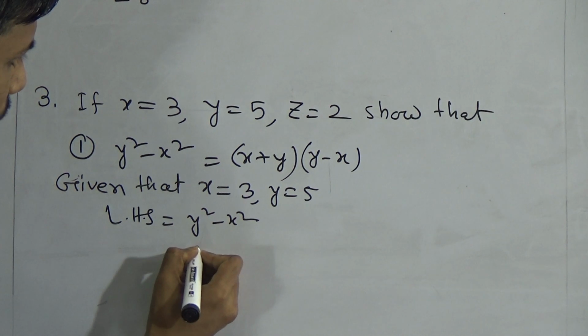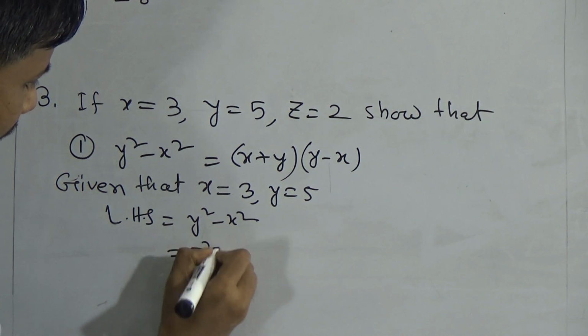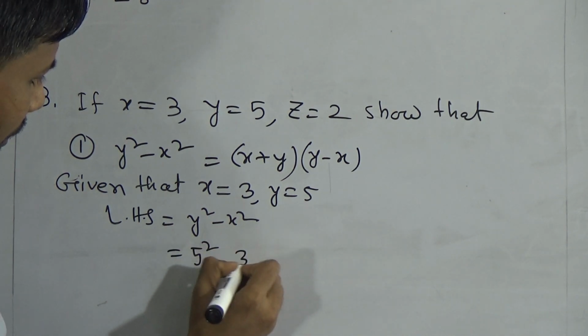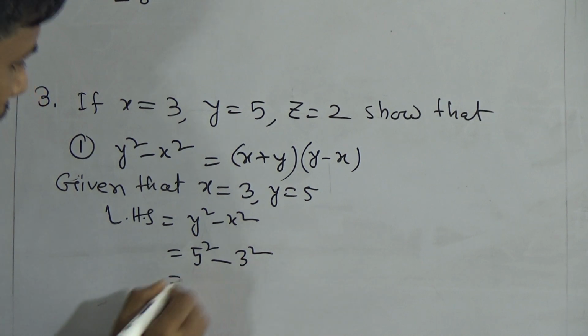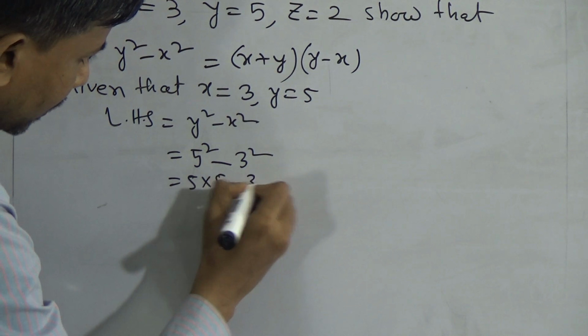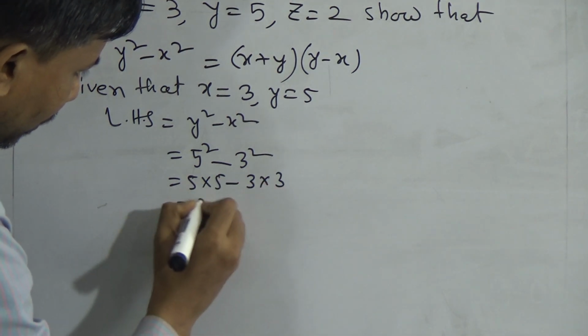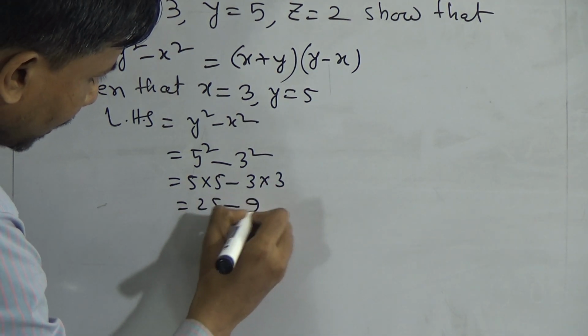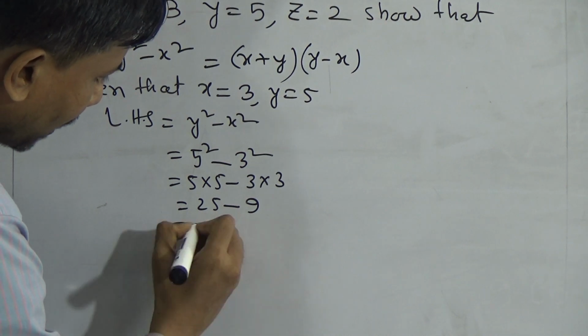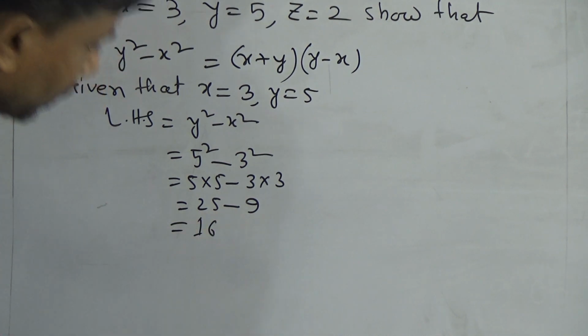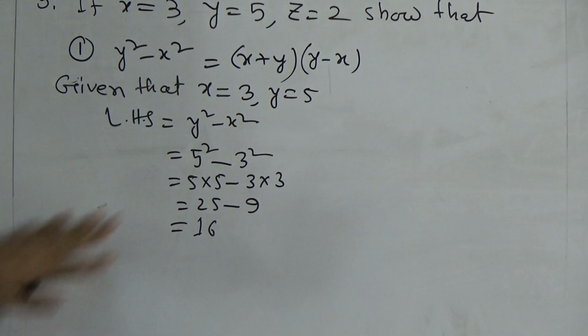Y means what? Y means 5 square. X means what? 3 square. 5 square means what? 5 into 5 minus 3 into 3. That means 25 minus 9. 25 minus 9 equal to what? 16. Okay, this is left hand side.